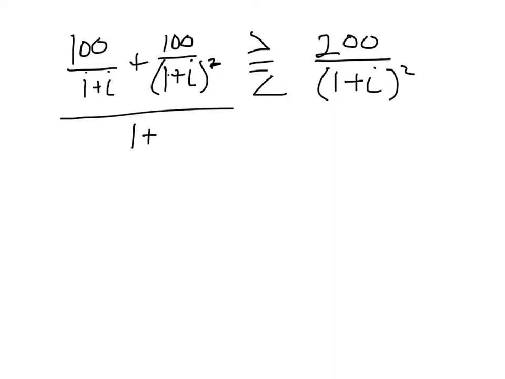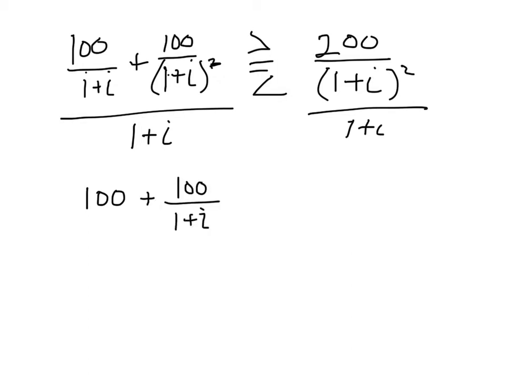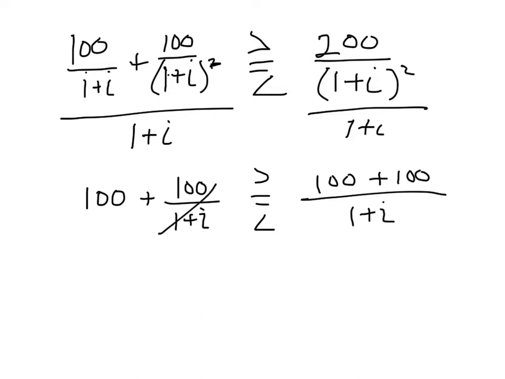Okay, now we're going to do a little rearranging. We're going to divide both sides by 1 plus i to make this a bit clearer. And in doing so, we'll see that we end up with the question, is 100 plus 100 divided by 1 plus i greater than, equal to, or less than, I'm going to write 200 this way, 100 plus 100, you'll see why in a second, divided by 1 plus i. If we subtract 100 divided by 1 plus i from both sides, what we end up with is what I hope is a fairly simple comparison to make.